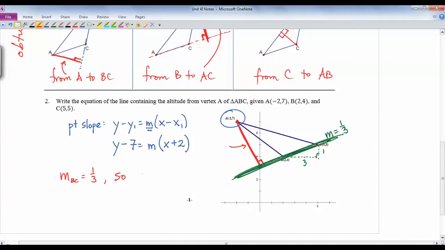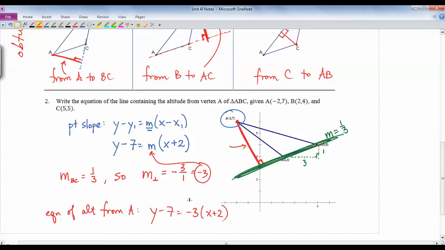So that means that the slope of our perpendicular line, the altitude, has to be the negative reciprocal. So I flip them, and I switch the sign. Negative 3 over 1, or negative 3. So that's what I'm going to plug in here. So the equation of the altitude from point A is going to be y minus 7 equals negative 3 times x plus 2.